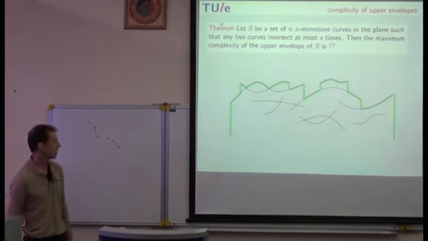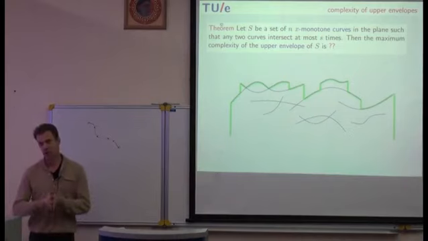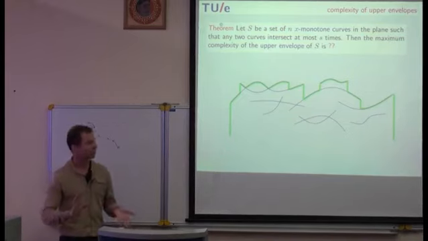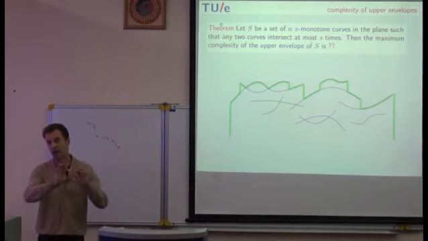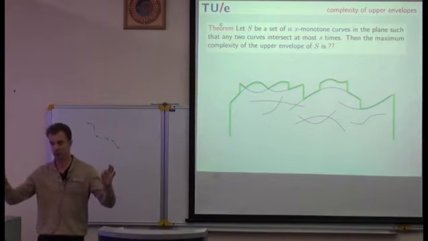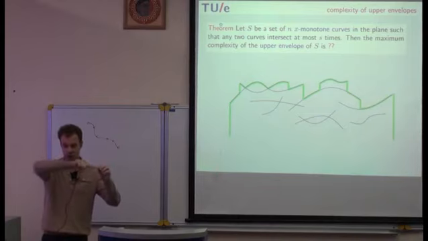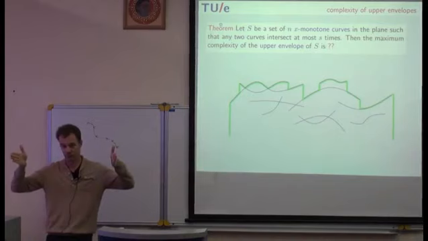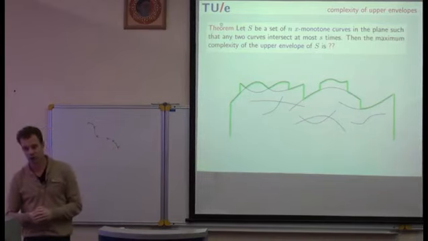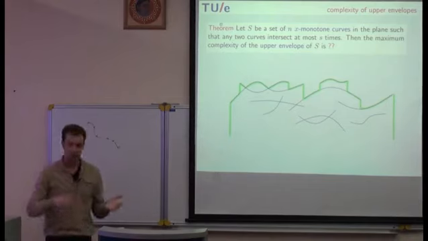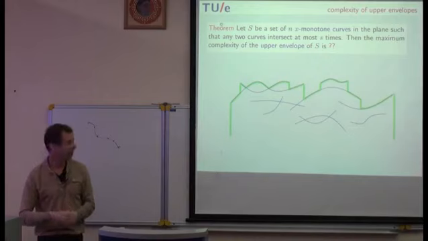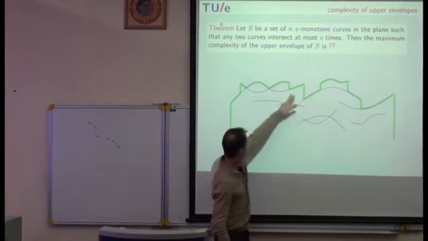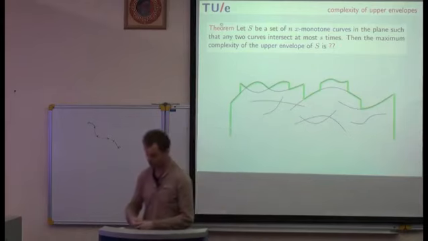Let's look at the upper envelope. The general question is, in 2D, I have curves, and let's say for now, as people usually say, they're x-monotone. That means you can view them as the graph of a partially defined function. And again, any two such things intersect at most s times. Then what is the complexity of this envelope, the maximum of all these functions?